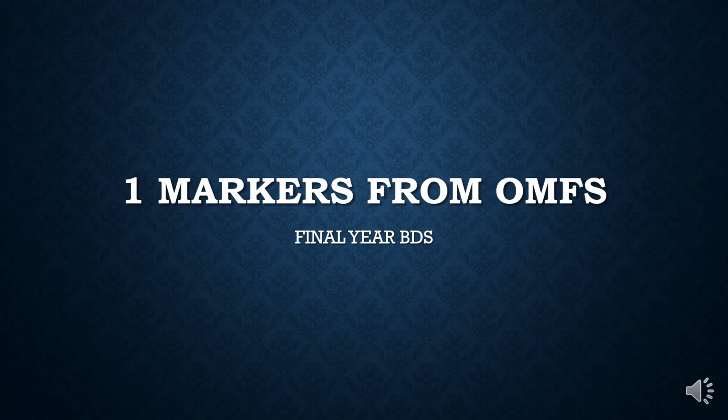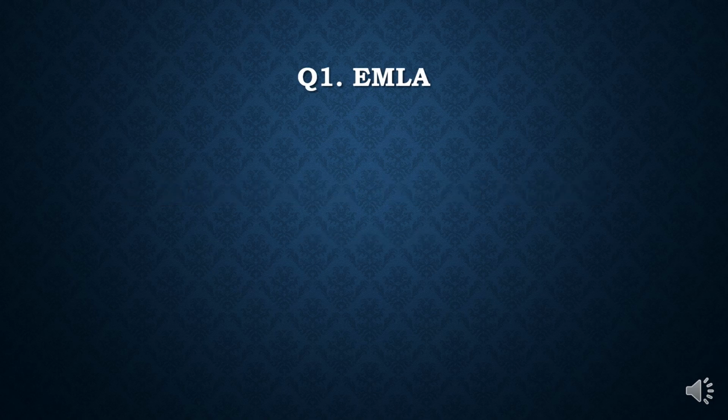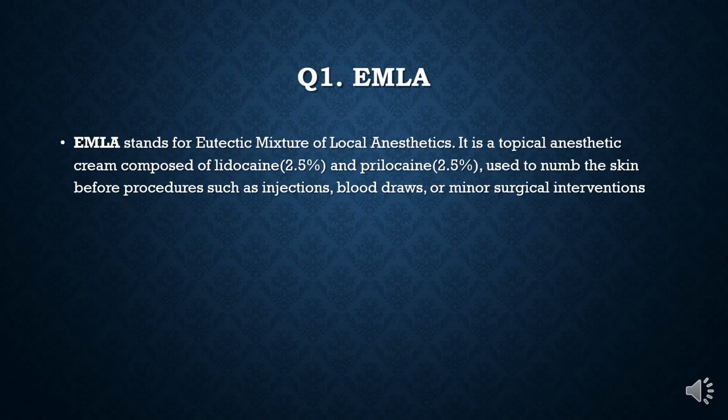In this video, we are going to discuss the 1 markers from the subject of oral surgery. First question is EMLA. EMLA stands for eutectic mixture of local anesthetics. It is a topical anesthetic cream composed of lidocaine and prilocaine used to numb the skin before procedures such as injections, blood draws, or minor surgical interventions.